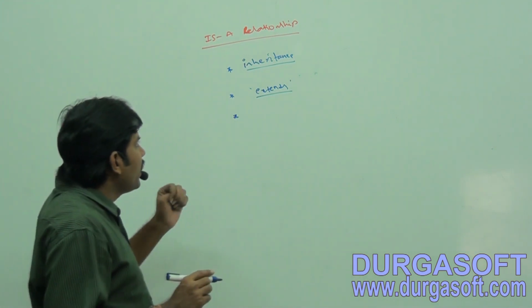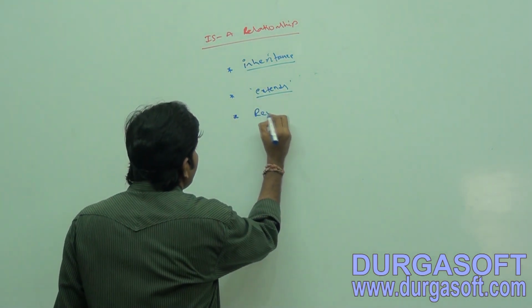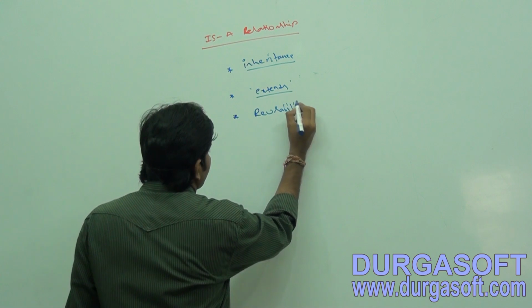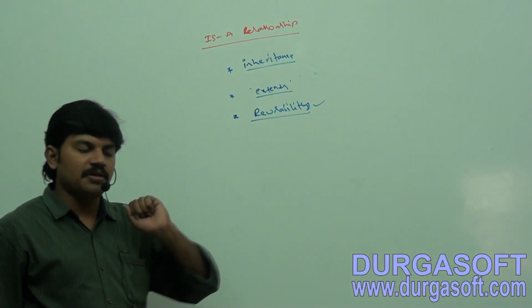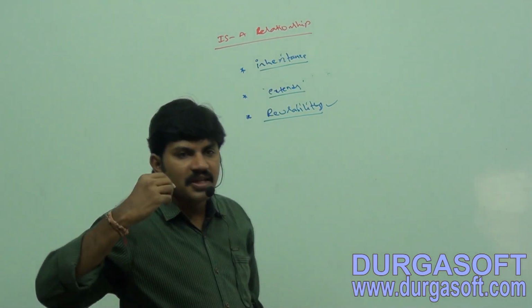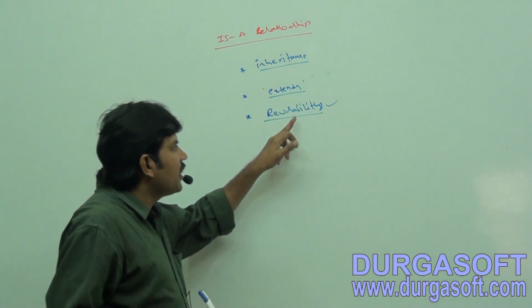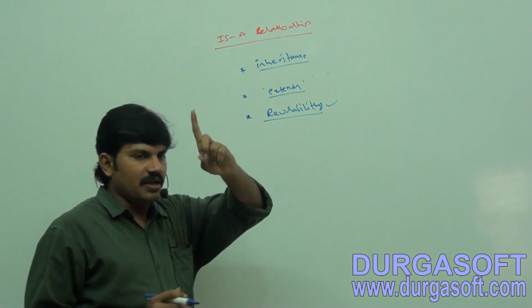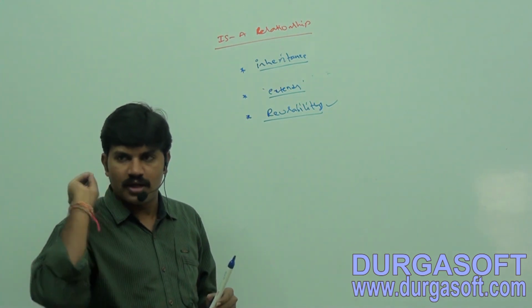That's why the main advantage of the is-a relationship is reusability. Once it is in the parent, automatically you can call that method on any child object. I will explain, it's not required now, but just observe. So the biggest advantage of the is-a relationship is nothing but reusability. Just outline.